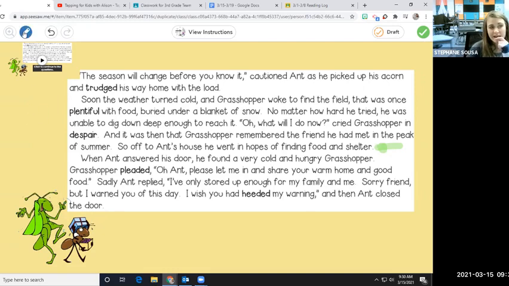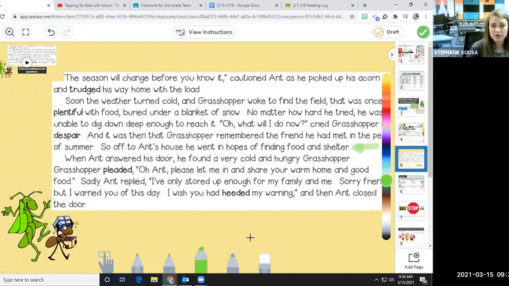Go ahead and highlight some character trait evidence there as well. For Ant and Grasshopper, what did they say? What did they do? What did they think?